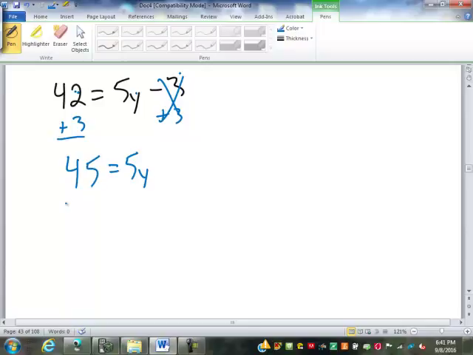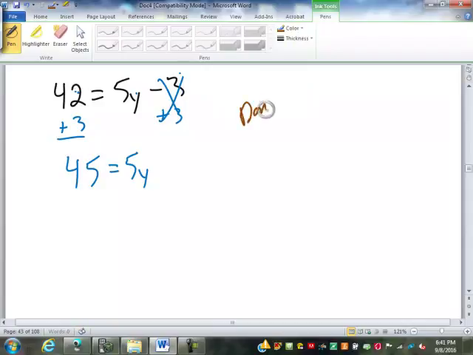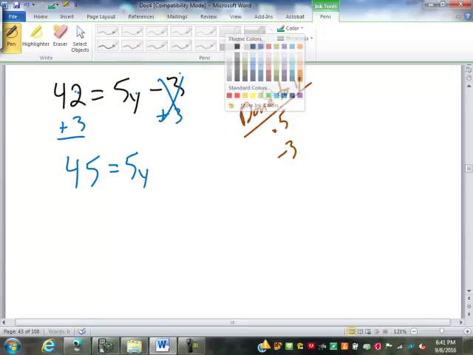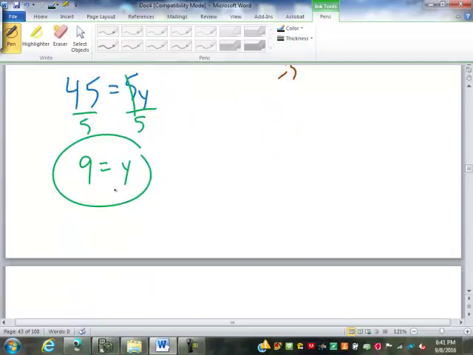Now, anybody have a question as to why we added 3? When this was put together, what was done to our variable, what was done to y, it first had to be multiplied by the 5, and then the 3 was subtracted. So to take it apart, we reverse that. So now we've taken off the 3. We added 3 to get rid of subtracting 3. We have to get rid of the 5 now by dividing by 5. 9 equals y. Once again, you can put that back in for y and verify that you get the same value on both sides of the equation. I'm going to leave that up to you to do.